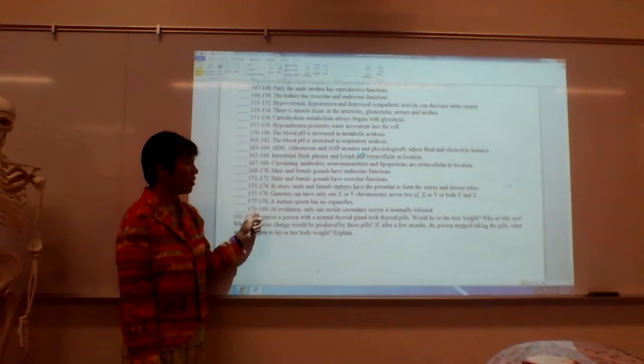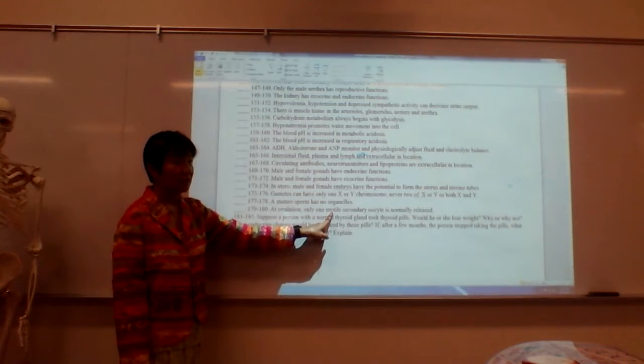At ovulation, only one motile secondary oocyte is normally released. False. What makes this false? The secondary oocyte. Motile, it's not movable. Only the sperm is able to.